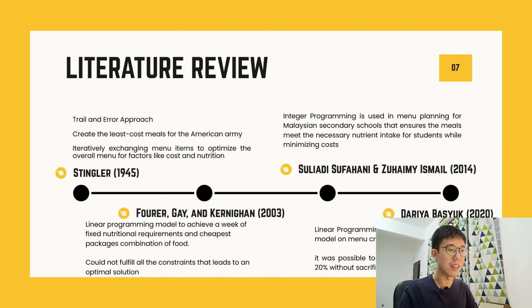So in year 2003, Fourie, Gay, and Carrington used linear programming to achieve a week of fixed nutritional requirements menus, which is at the cheapest package with the combination of food. However, they could not fulfill all the constraints at that time to lead to an optimization solution.